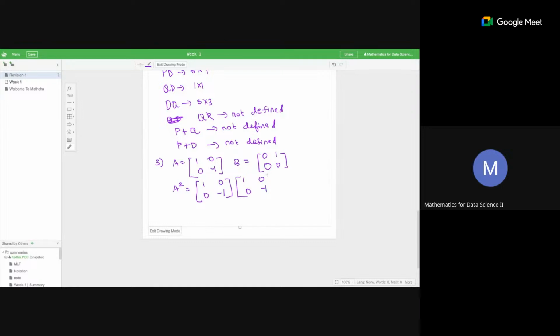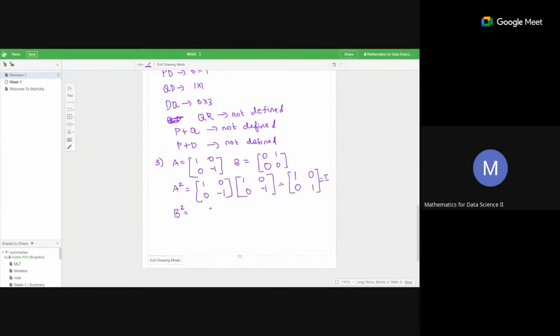What is it that you need to do? First row multiplied to the first column. 1 into 1 is 1 and then 0 into 0 is 0. So 1 plus 0, 1. Then first row with the second column, 1 into 0 is 0. 0 into minus 1 is again 0. So 0. Here 0 into 1 and then minus 1 into 0. Both are 0. So again 0 plus 0, 0. And here 0 into 0 is 0. Minus 1 into minus 1 is plus 1. So 0 plus 1 is 1. So what is this matrix? Identity matrix. It's an identity matrix.